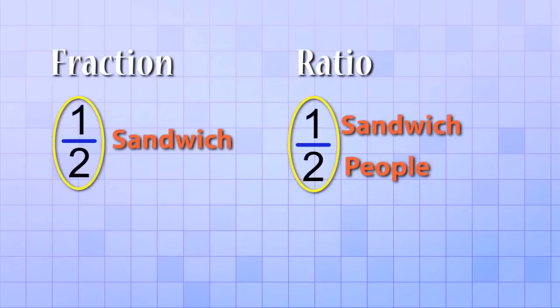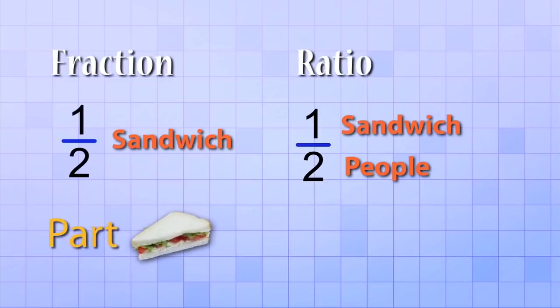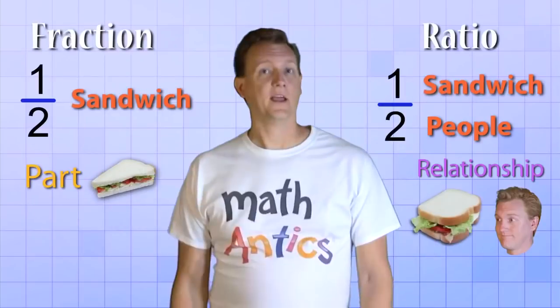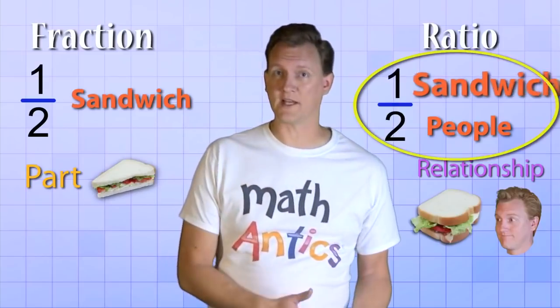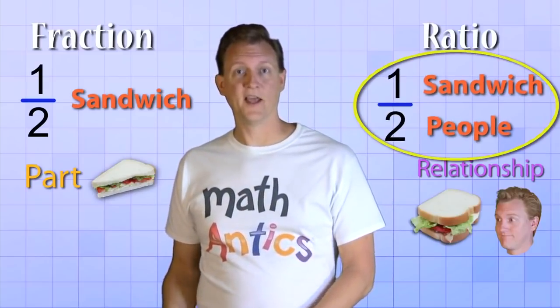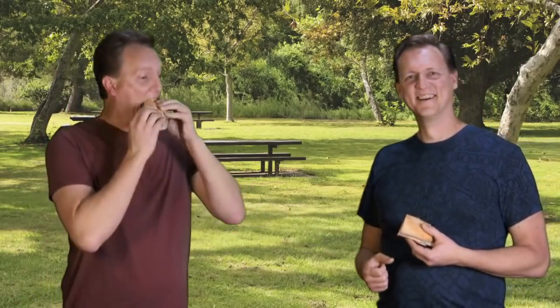The math part of each of them is the same. But with the fraction, both the top and bottom numbers are referring to the same thing, the sandwich. However, with the ratio, the top and bottom numbers are referring to different things, sandwiches and people. The fraction shows a part of something, but the ratio shows a relationship or a comparison between 2 different things. And you can see that they're the same thing mathematically, because if you did have the ratio of 1 sandwich per every 2 people on a picnic, guess how much of a sandwich each person would get? Yep, half a sandwich.